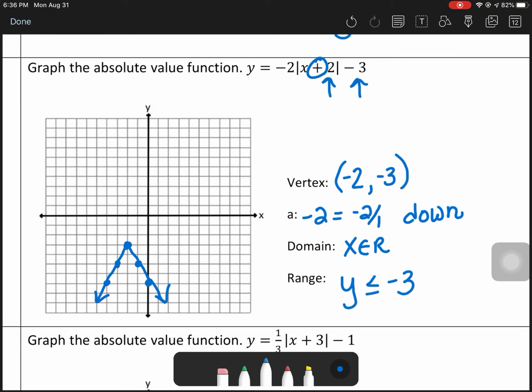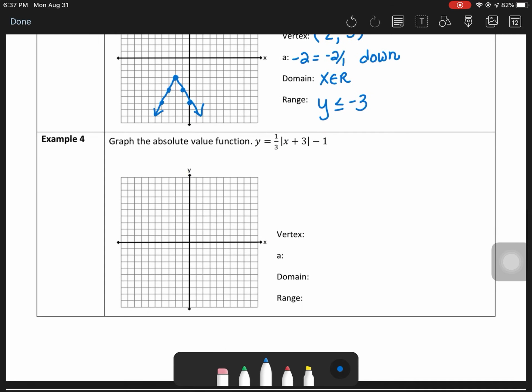Last example for us to try in our notes, example number 4, is we want to find our h, k. Since this was plus, that means that it's going to be (-3, -1), our h, k. Our a value is 1/3, which is positive, so we know that our function is going to open up. The domain, x, is an element of all real numbers. And our range, since we're opening up, we know that y is going to be greater than or equal to -1.